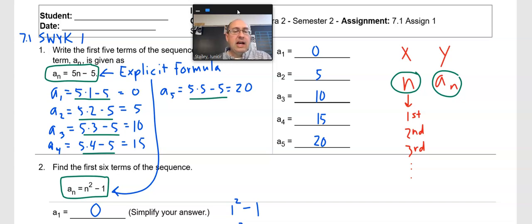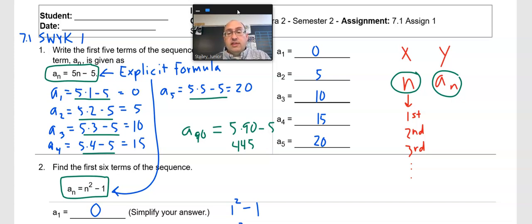Pretty straightforward. I could even ask you for the 90th term. Now, in a recursive formula, you wouldn't be able to do this, but literally, I could do 5 times 90 minus 5, which is 450, minus 5, which is 445, if I did that fast and quickly and accurately. Okay.